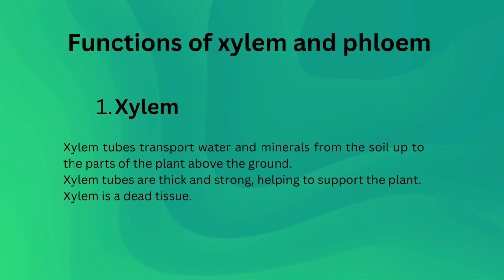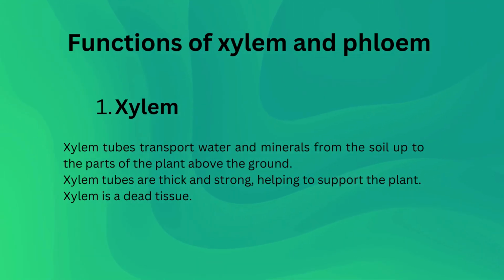The first one is xylem. Xylem tubes transport water and minerals from the soil up to the parts of the plant above the ground. This is the main function of the xylem: the xylem tubes move water and minerals from the soil up to the leaves and other parts of the plant. Xylem tubes are thick and strong, helping to support the plant. This is the second function of the xylem. Xylem is a dead tissue.